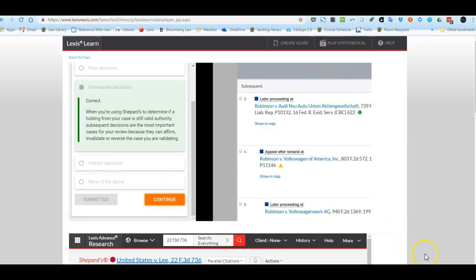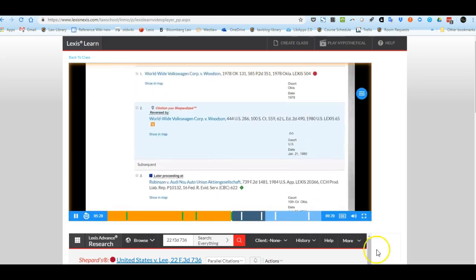So when you're using Shepherd's to determine if a holding from your case is still valid authority, again, we're getting rid of that good law language. It's still valid authority. Subsequent decisions are the most important cases for you to review because they can affirm, invalidate, or reverse the case you are validating. Ready to continue?